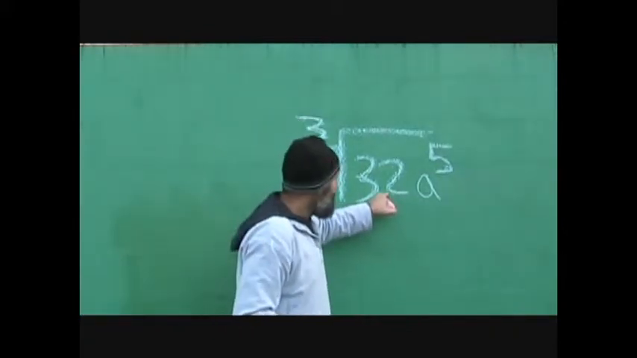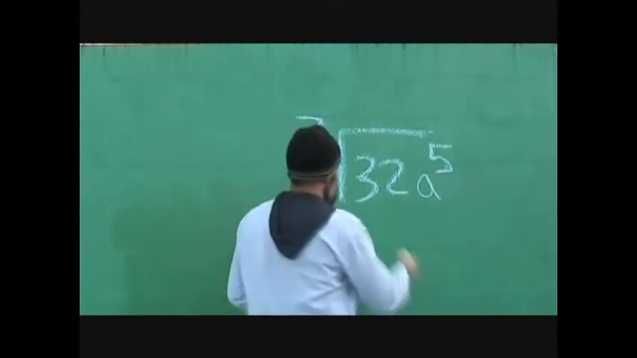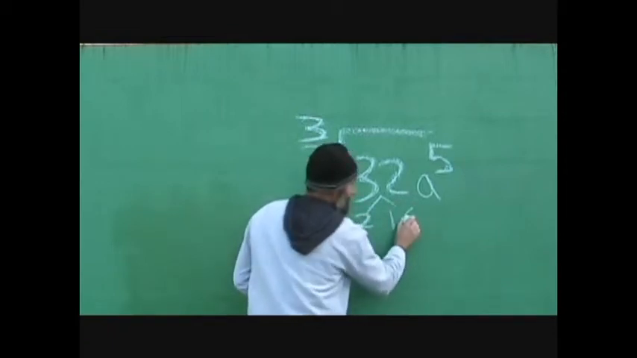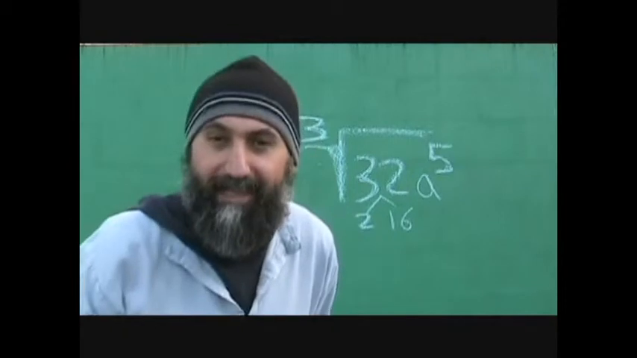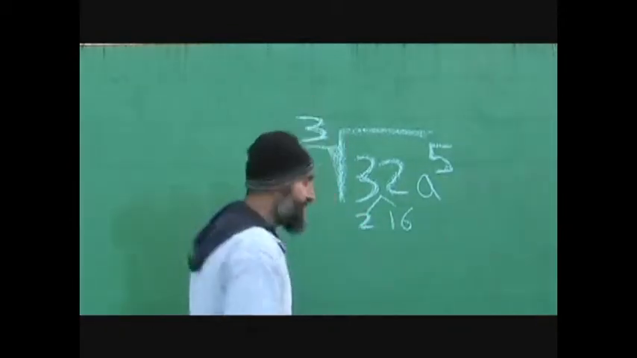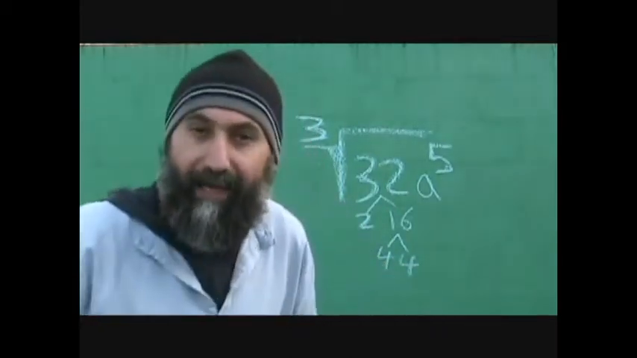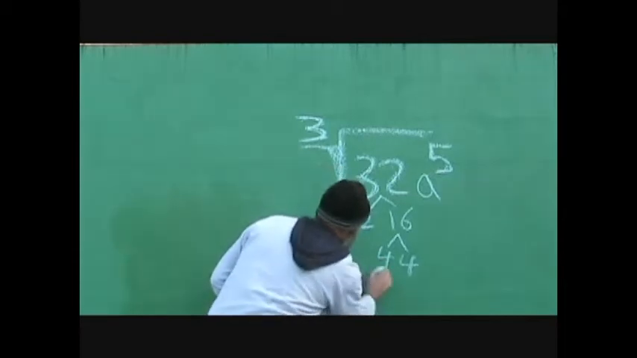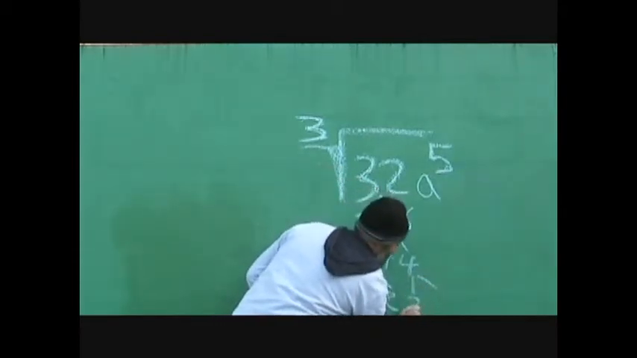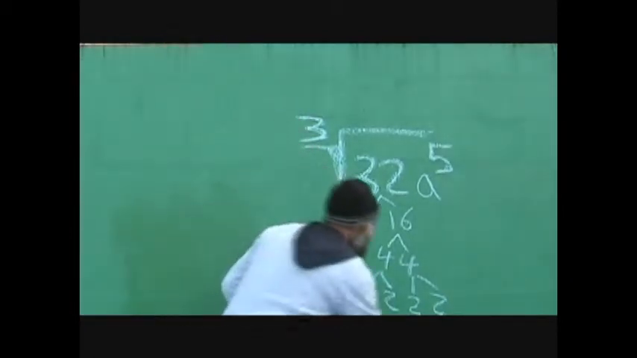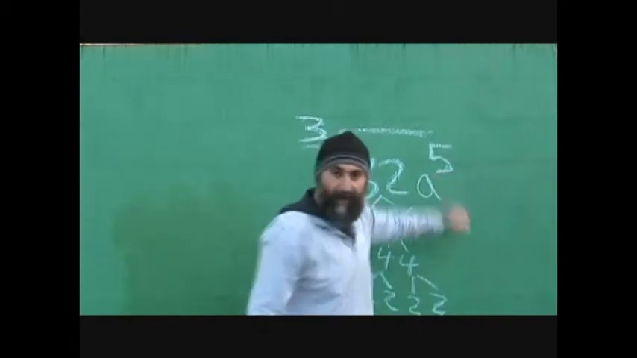If you remember, 32 is going to be, because it's even, you can divide it by 2. We got 2 times 16, and then 16 we can break down to 4 times 4. And 4 breaks down into 2 times 2. We're still on the board? We're still on the board. A to the power of 5 just means 5 a's multiplied together.